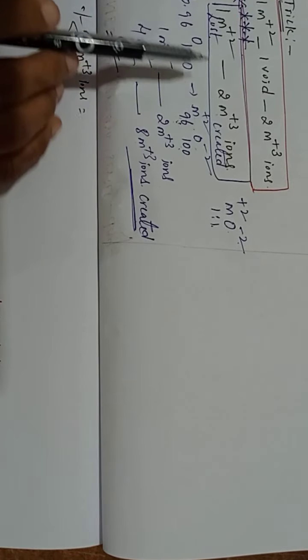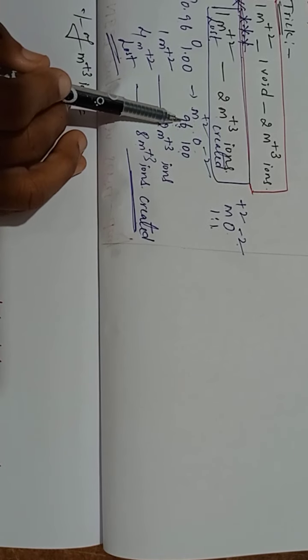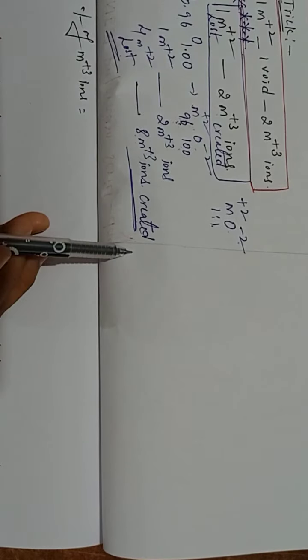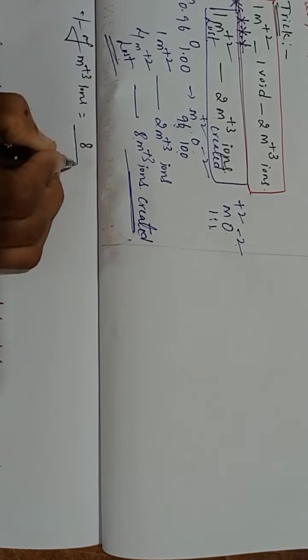Okay, now, but in the question, how many lost? 96 given. That means 4 metal ions are lost. So that's why it is creating 8 M+3 ions. 4 2s are 8 M+3 ions. So how many ions created? 8 M+3 ions created.